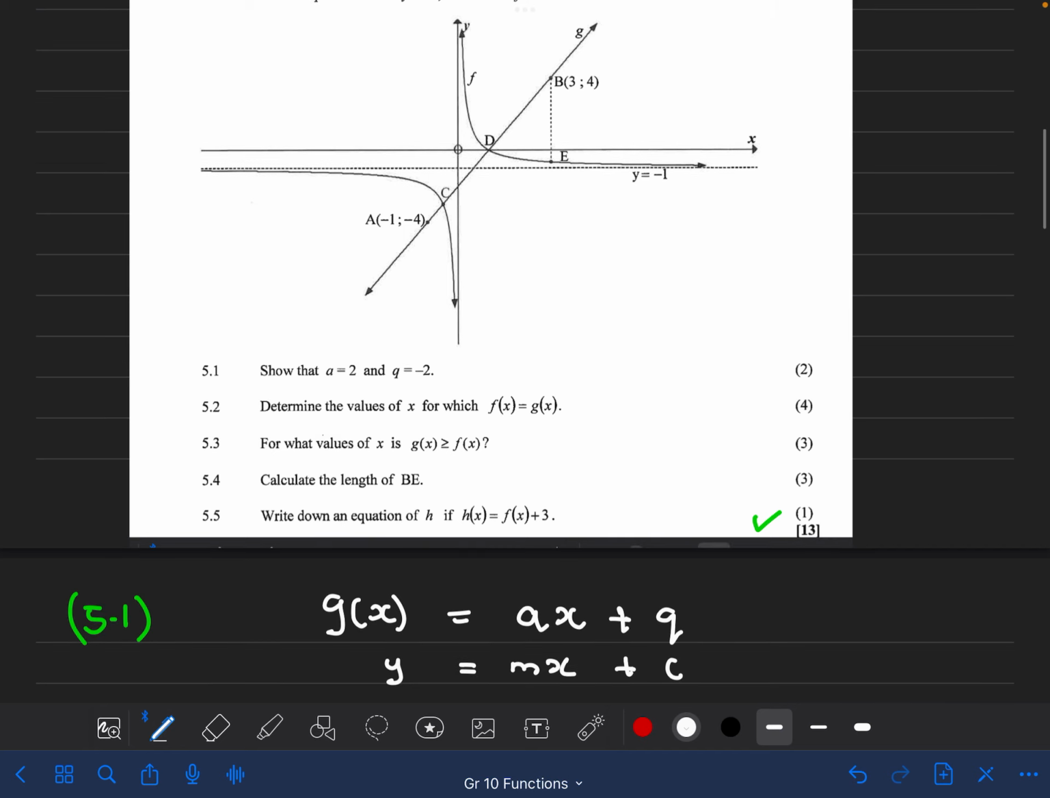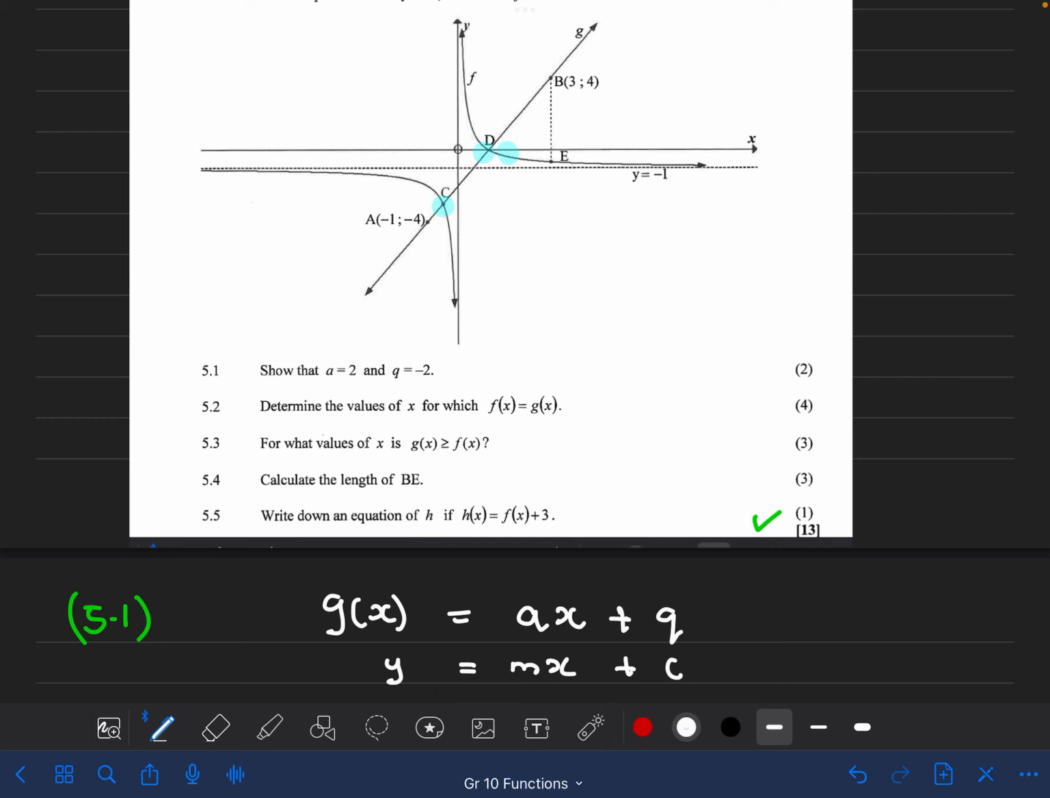So let's see. It means that at this point, and this point, the x coordinate at C here, obviously it has got to be negative 1 over 2, and then at D it has got to be 1. Okay, fine, let's continue. 5.3.